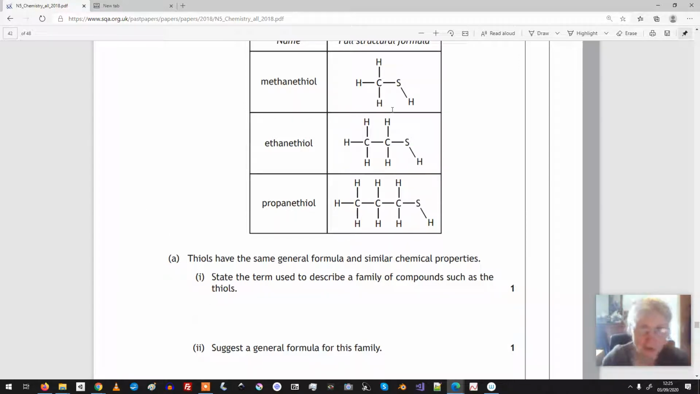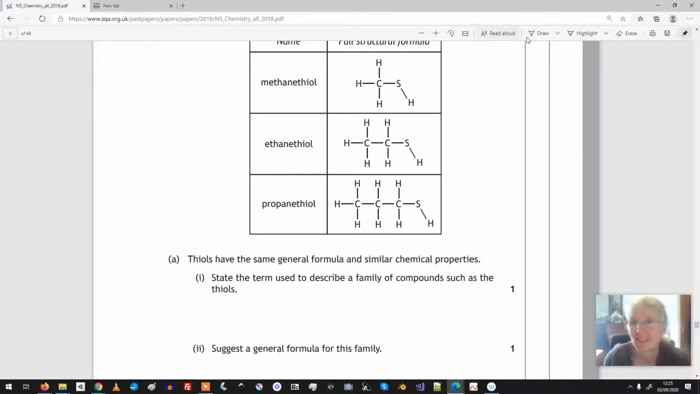And homologous has lots of O's in it. Go and press the wrong button now. There you go. Homologous. All the O's.